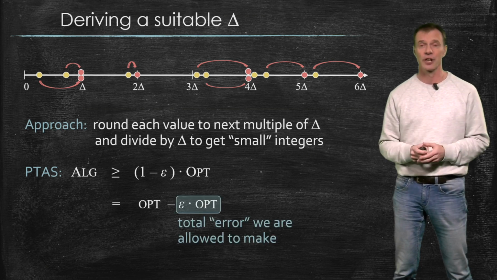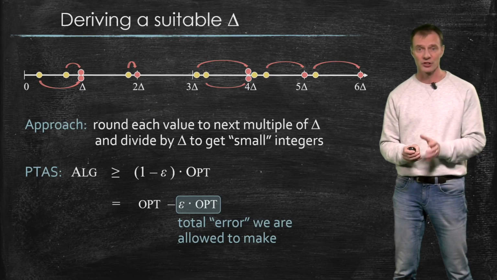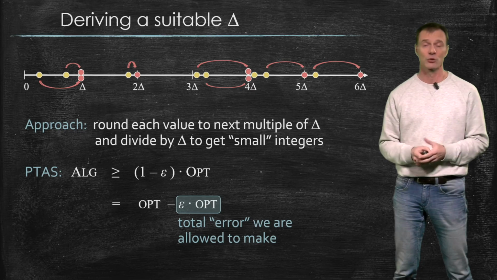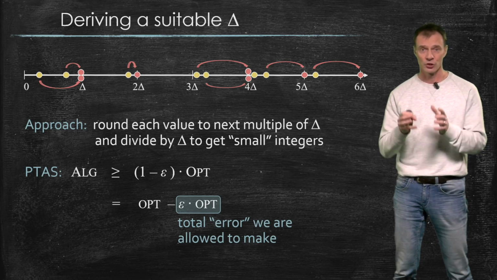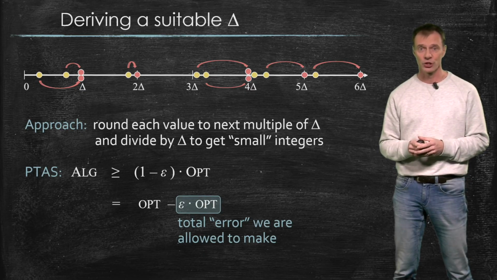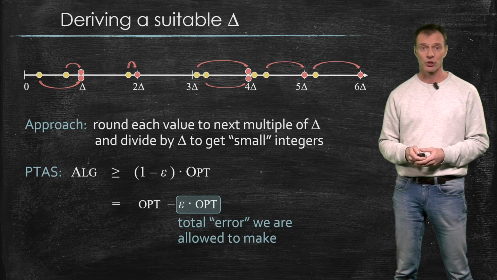If you look at it like this, opt minus epsilon times opt, then you realize that epsilon times opt you could view as the error that we allow ourselves to make. So the total error that we are allowed to make in our solution, if we want to get a p-TAS, should be no more than epsilon times opt.